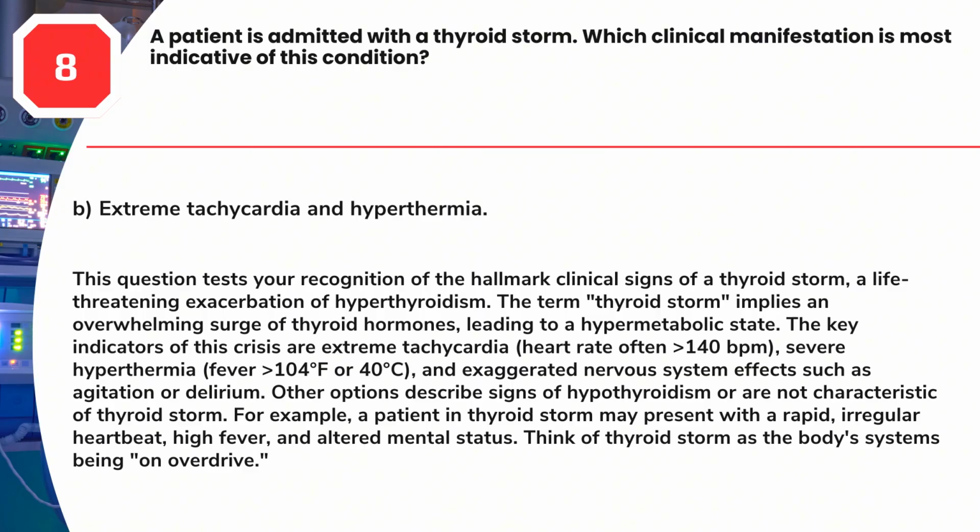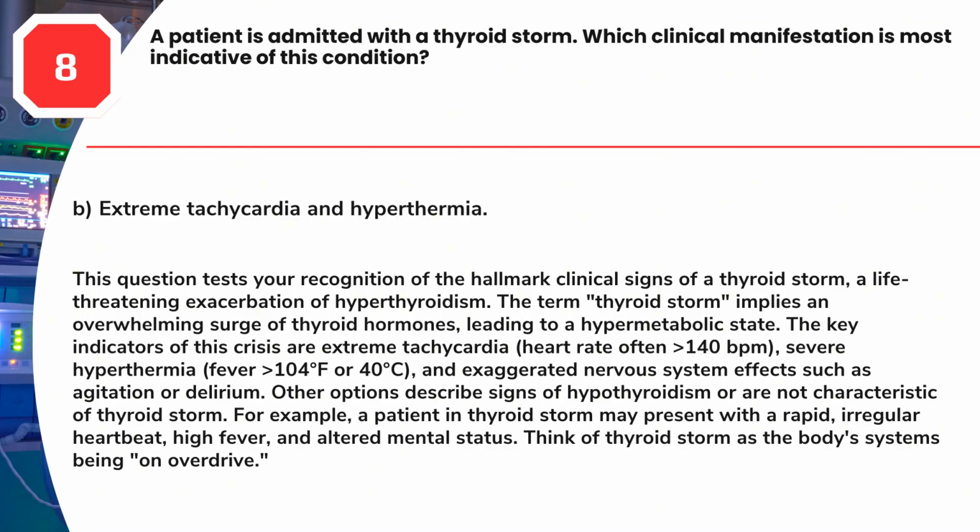This question tests your recognition of the hallmark clinical signs of a thyroid storm, a life-threatening exacerbation of hyperthyroidism. The term thyroid storm implies an overwhelming surge of thyroid hormones, leading to a hypermetabolic state. The key indicators of this crisis are extreme tachycardia, heart rate often greater than 140 bpm, severe hyperthermia, fever greater than 104 degrees Fahrenheit or 40 degrees C, and exaggerated nervous system effects such as agitation or delirium.